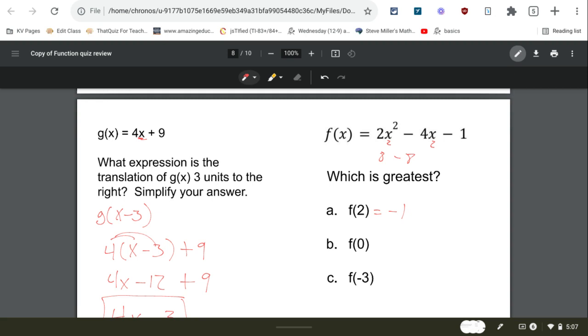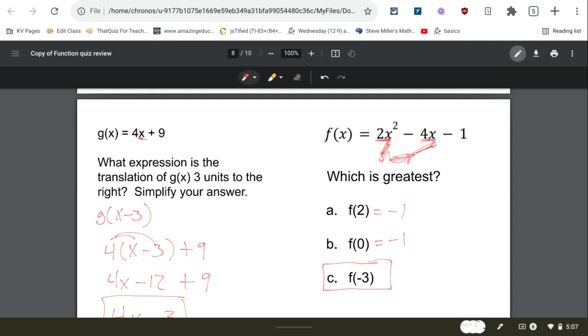F of 0, you just plug in 0 for all of these x's. So this piece is going to disintegrate, that piece is going to disintegrate, and you're going to be left with -1. So it's probably going to be C, right? Because A and B, neither one of them are greater than the other.